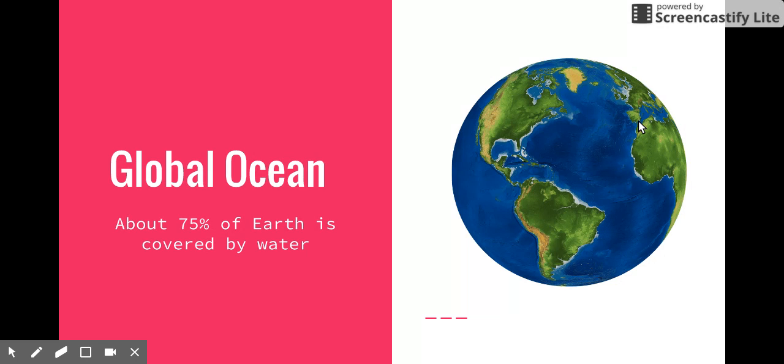Earth is said to have a global ocean. About 3/4 or 75% of the whole surface is covered in water.